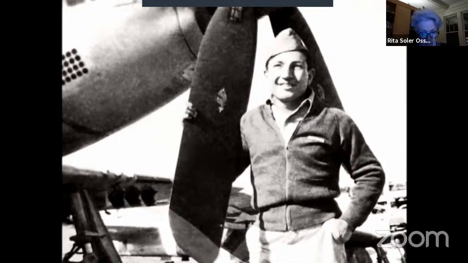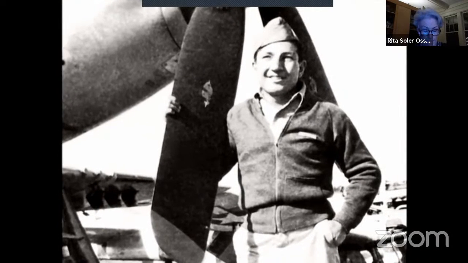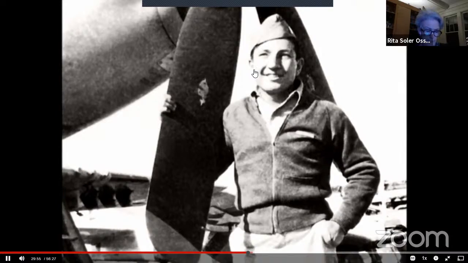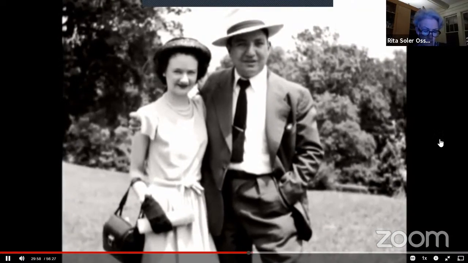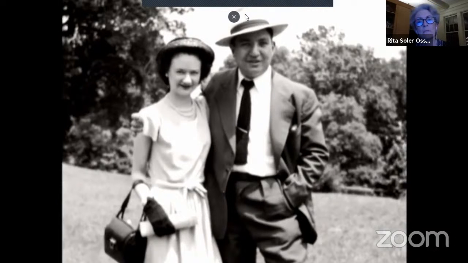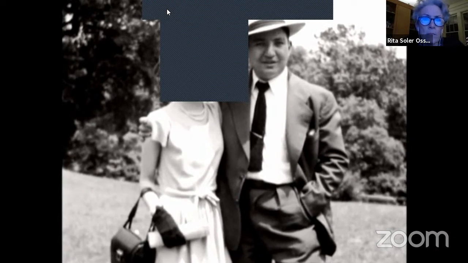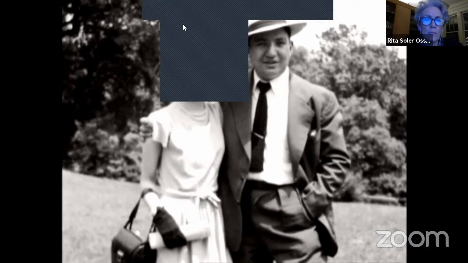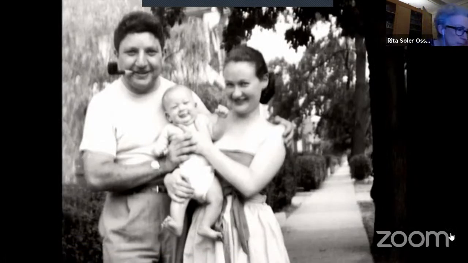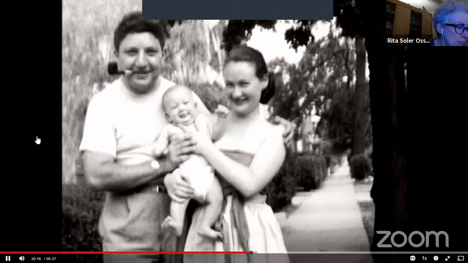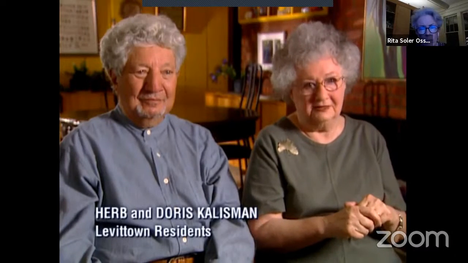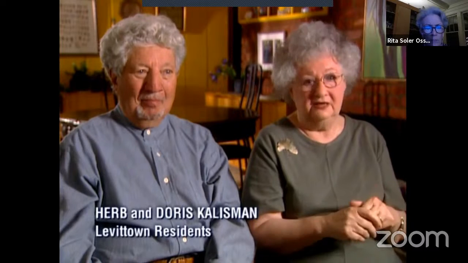You have to remember the people who came here in 1947, 1948 were young ex-GIs whose uppermost concern was taking advantage of the GI Bill and making things better for themselves. Before moving to Levittown, Herb Callisman and his wife Doris lived in a cramped attic apartment in New York City. And when we began to look for an apartment, we found that the apartments were $100, $125, $150 a month. I know that's unbelievable today, but it was too expensive for us. And out here in Levittown, the mortgage payments were $65 a month.